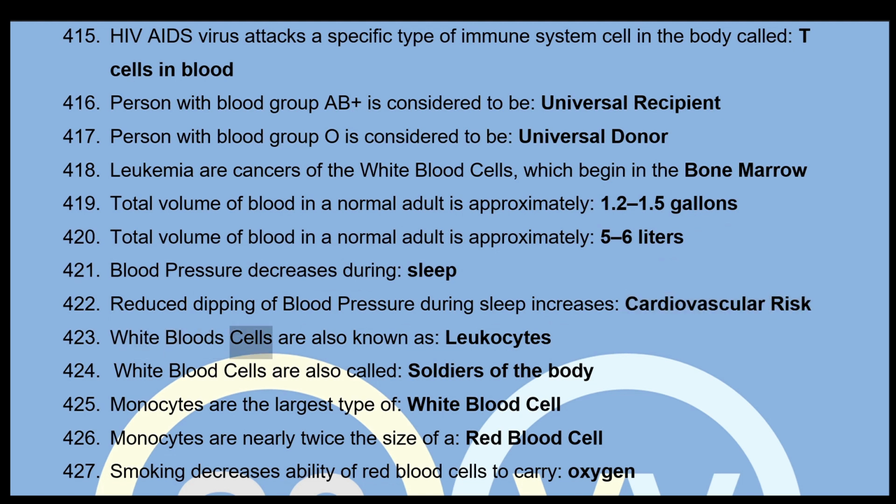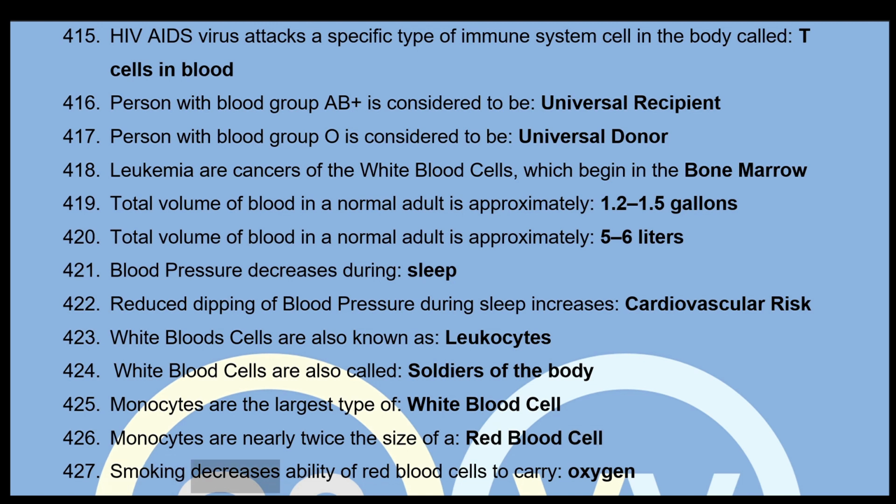White blood cells are also known as leukocytes. White blood cells are also called soldiers of the body. Monocytes are the largest type of white blood cell. Monocytes are nearly twice the size of a red blood cell.